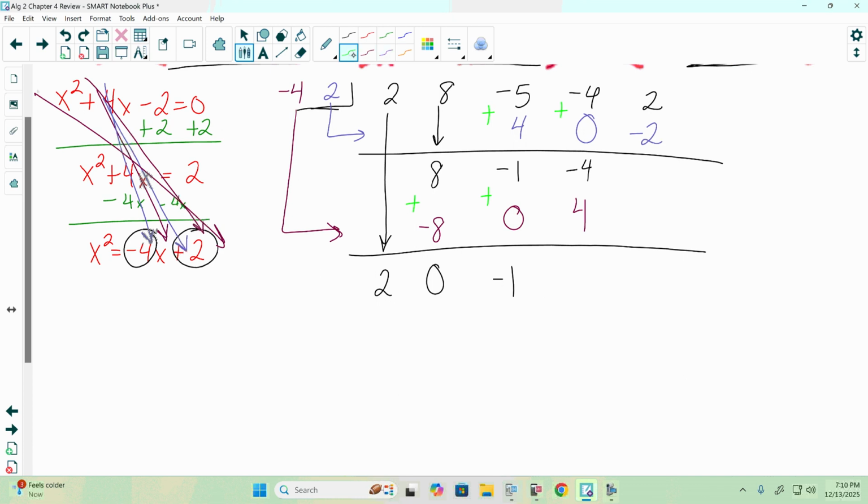Now we're going to add straight down. Do make sure you're paying attention to what you're multiplying and making sure it's the right things and not just numbers.